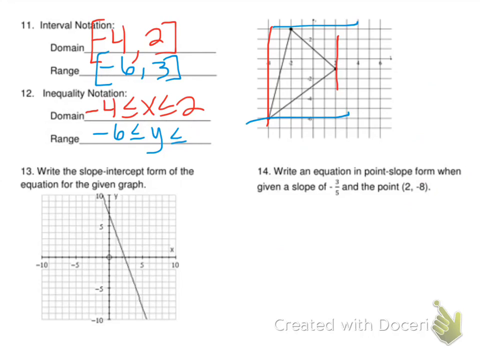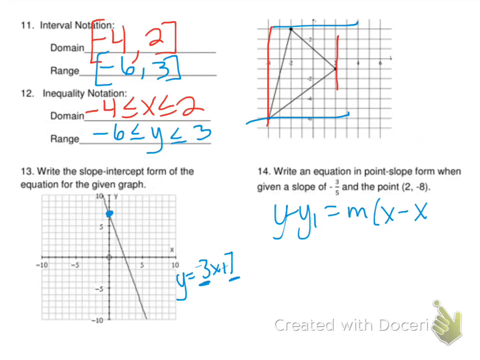Okay, on number 13, write the equation. So find the y-intercept, which is 7, and find the slope, which is negative 3. So the slope is negative 3, the y-intercept is 7. Okay, last, y minus y1 equals m times (x minus x1). That is the point slope form. That's all I needed, okay?